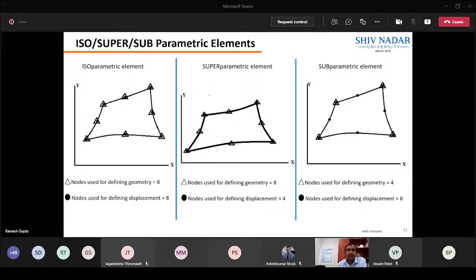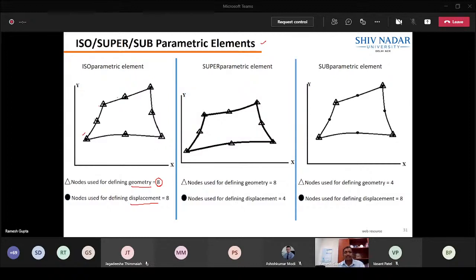Another important feature with respect to elements is isoparametric, superparametric and subparametric elements. What it means is, any finite element is meant for representing two things: one is the geometry, how you represent the geometry, and the other is how it represents the displacement or rotations. So one quantity is the geometry and another quantity is displacement. Here, if you look at 8 nodes, you count 1, 2, 3, 4, 5, 6, 7, 8. 8 nodes are used to represent the geometry.